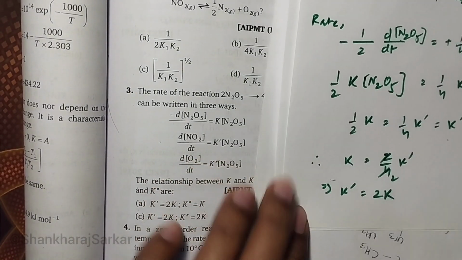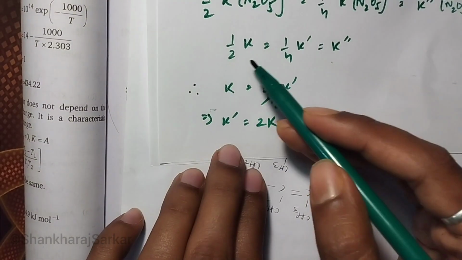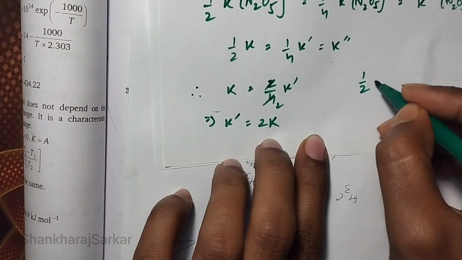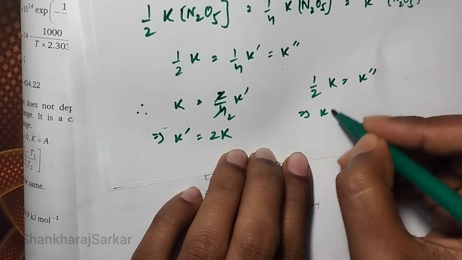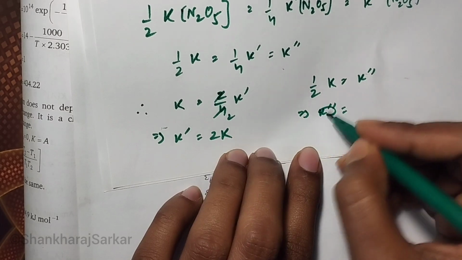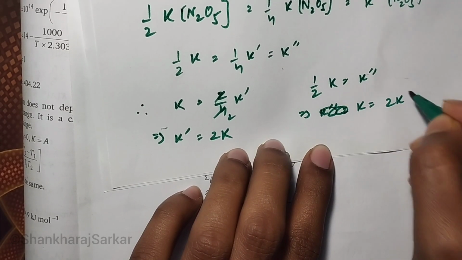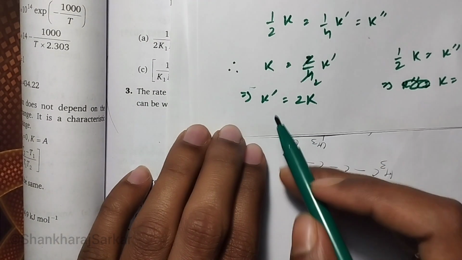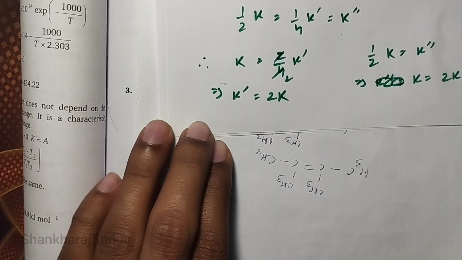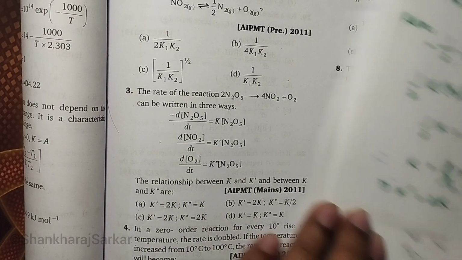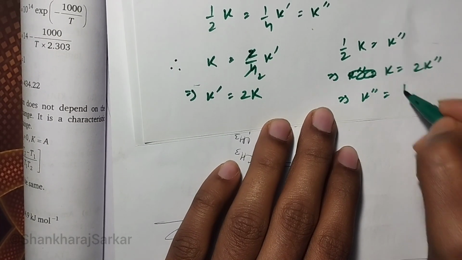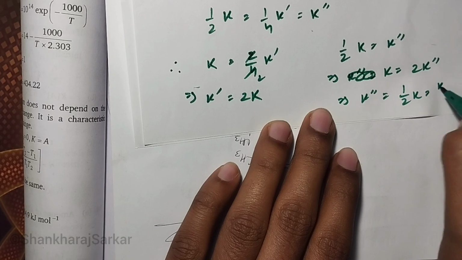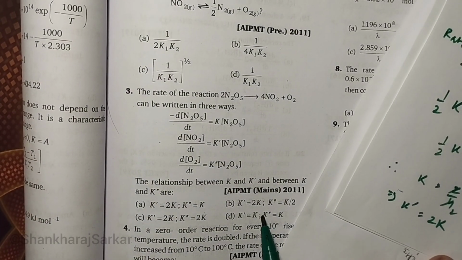So this is one equation, and between k and k double dash, again you write 1 by 2 k is equal to k double dash. So you can write k double dash is equal to 1 by 2 k. So this is how we can write. So k dash is equal to 2k, and k double dash is equal to k by 2. So this equation, option number B, is correct.